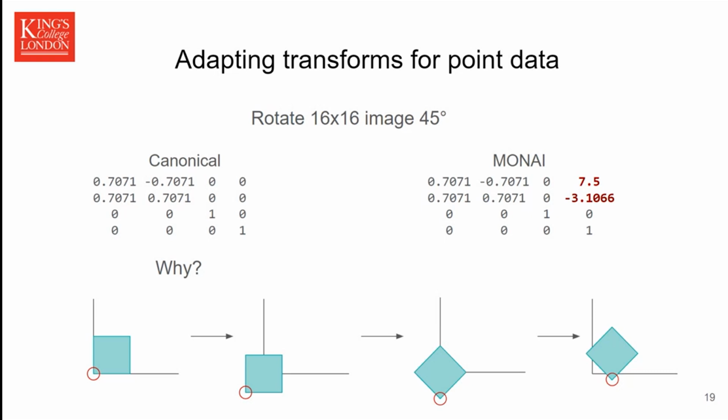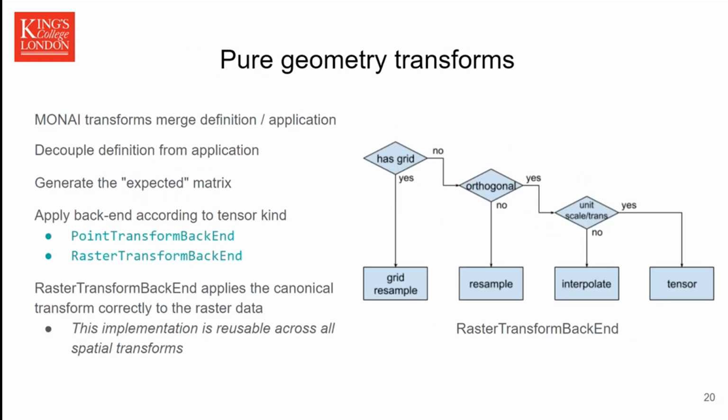So the thinking at the moment is that we're going to make our transforms pure geometry transforms and decouple essentially the definition of the operation from its application. And as I mentioned earlier, each transform currently does the most sensible operation for the type of transform. We would like to decouple that and create transform backends. So we can have a point transform backend and we can have a raster transform backend.